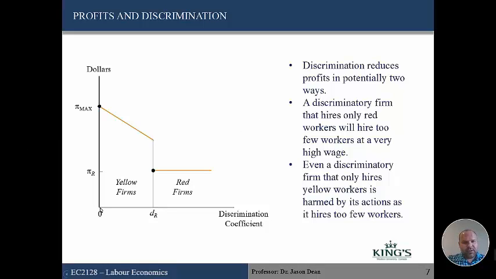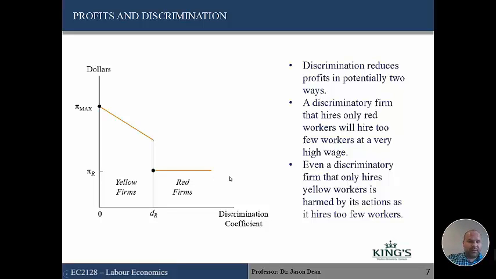So if the discrimination coefficient is low, the discriminating firm will hire yellow workers because the wage of the red workers is still going to be greater than the utility adjusted wages of the yellow workers. So they're going to hire yellow workers, but there's a certain point where that inequality would change and they would only hire red workers. You can see the more they discriminate, the more their profit is going to fall. As the discrimination coefficient increases, the profits fall, and then there's a discontinuity where they jump to being even lower when they decide to hire all red workers.